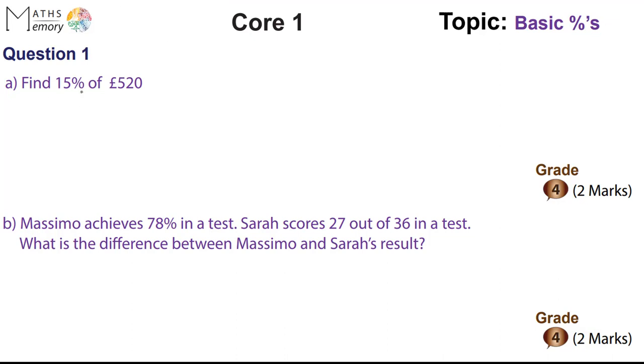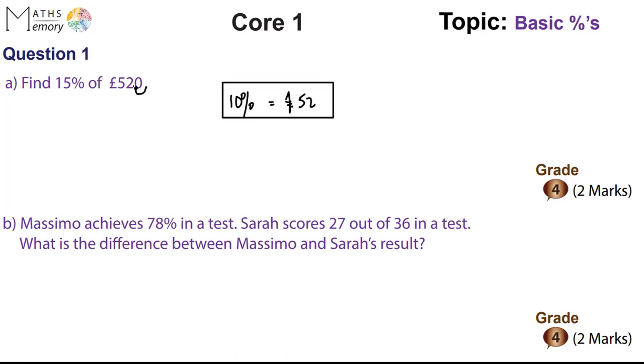So, finding 15% of £520. The first thing we're going to do is find the 10% rule. This is all non-calculator. So 10% would simply be an imaginary decimal point over here. Let's take it back one. It'll be over here. So we have 10% equals £52. Let's put this in a nice rectangle to make sure that this is highlighted.